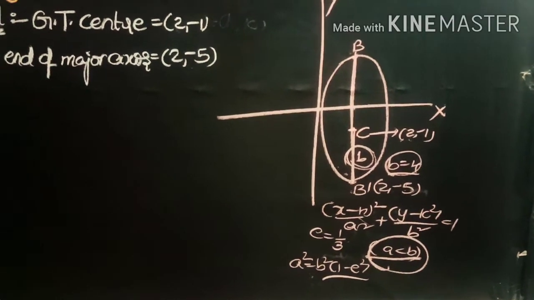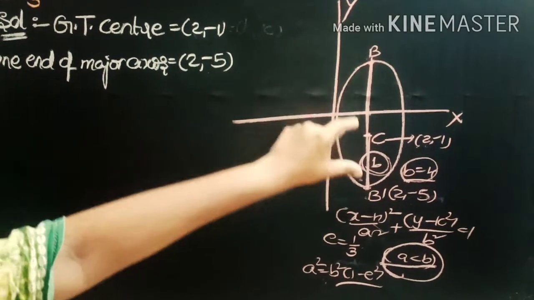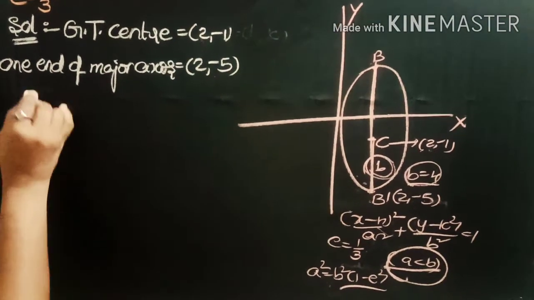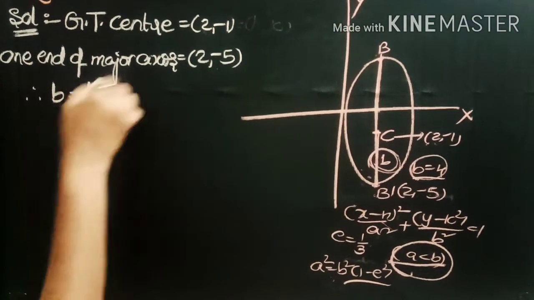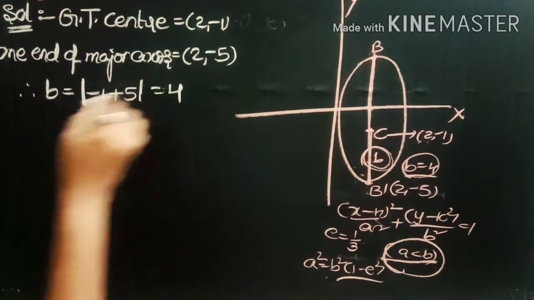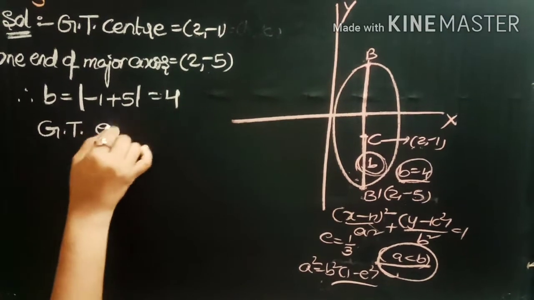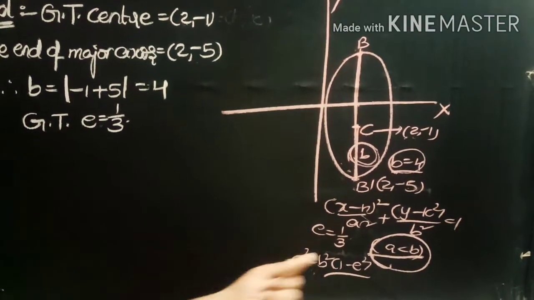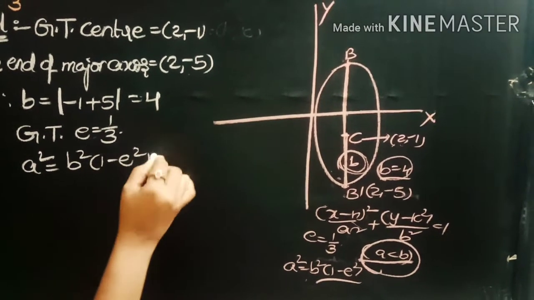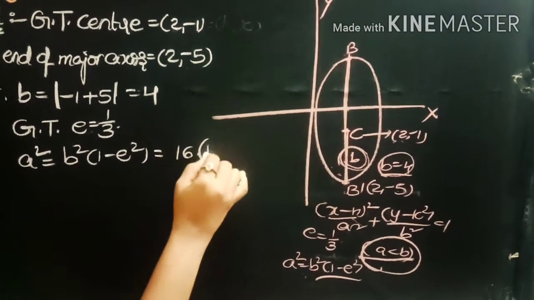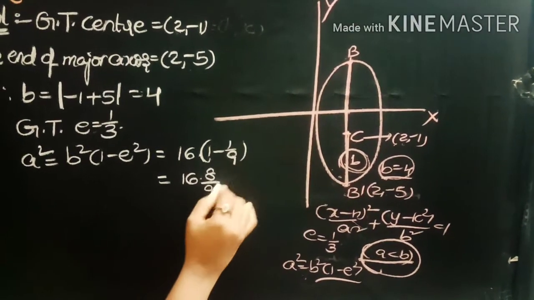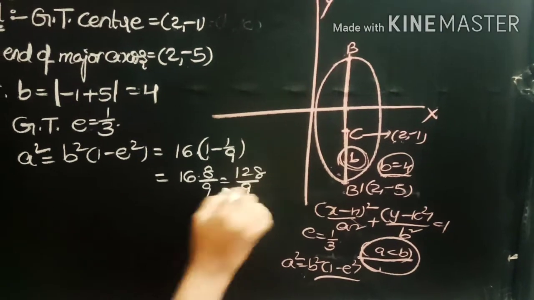That is the procedure. So clearly from the diagram, b is nothing but the distance between these 2 points. Therefore b is equal to the distance between these two, that is minus 1 plus 5, which is equal to 4. Already given that e is equal to 1 by 3. Now it is enough to find the value of a. Now use the formula a square is equal to b square into (1 minus e square), that is 16 into (1 minus 1 by 9), equal to 16 into 8 by 9, that is 128 by 9. This is the a square value.